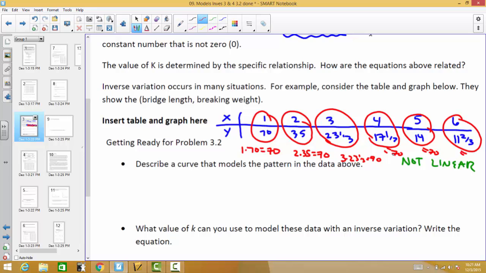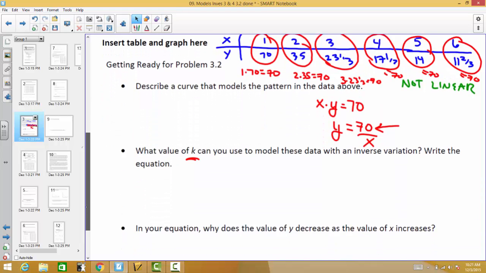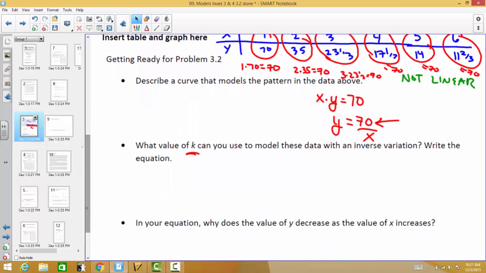So we can write our equation that says x times y is equal to 70. And you can solve that for y by writing y is equal to 70 over x. So this 70 is the constant of variation. That's the number, the k, that every single time the x times the y multiply to give you.